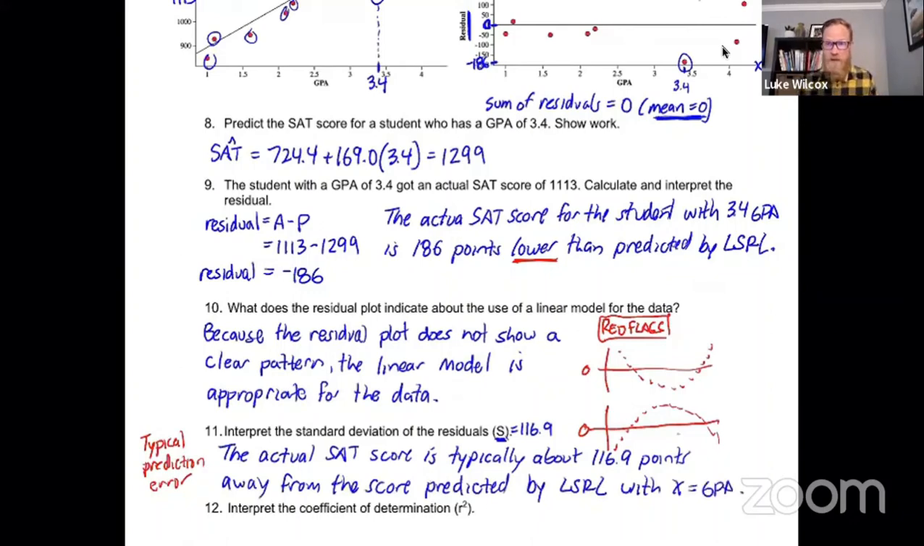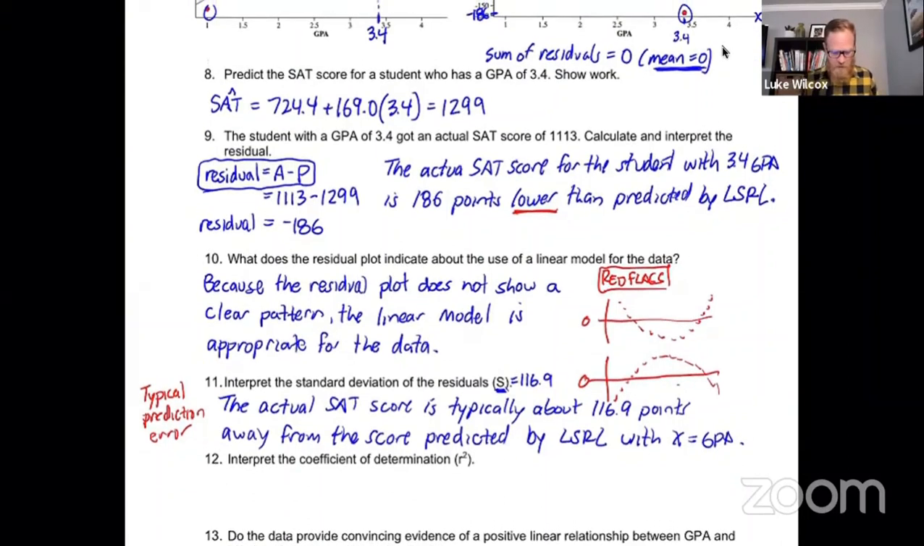The actual SAT score is going to be about 116.9 away from the score predicted by the LSRL. I'm just going back to this definition of residual, right? Actual minus predicted, and we have the typical residual here. So 116.9 points, that's kind of far off if we're trying to predict somebody's SAT score, right? So we would like that value to be as small as possible. The smaller that value is, the better our model is at predicting.